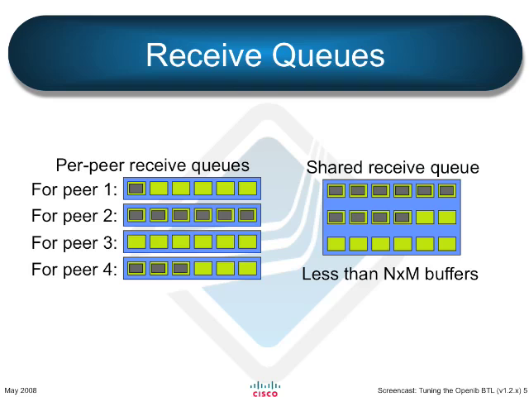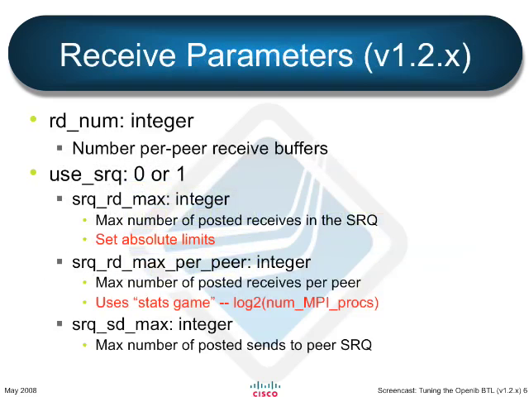So let's look and see how to change these values. In the 1.2 series, RDNum is the number of per peer receive buffers. Open MPI will open up a queue pair and put this many buffers in for each per peer queue. Now, those per peer queues are opened on an on-demand basis. So the first time you do an MPI send to a peer, that's when these buffers are allocated. It's not like when you do the initial MPI init, we allocate all buffers at the beginning of time.